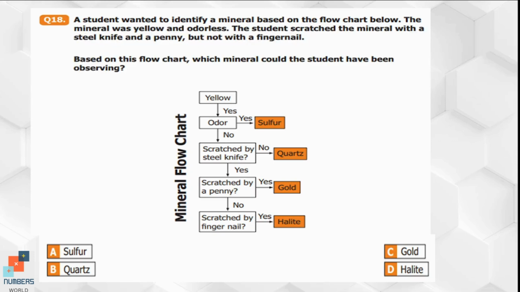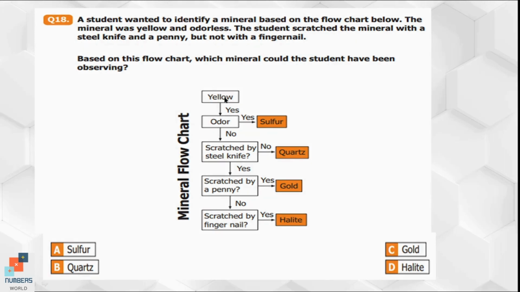Question number 18, a student wanted to identify a mineral based on the flow chart below. The mineral was yellow and odorless. The student scratched the mineral with a steel knife and a penny, but not with a fingernail. Based on this flow chart, which mineral could the student have been observing? So we can see the mineral flow chart. The options are sulfur, quartz, gold, and halite.